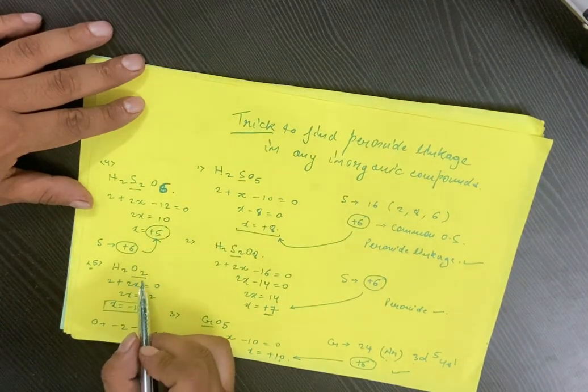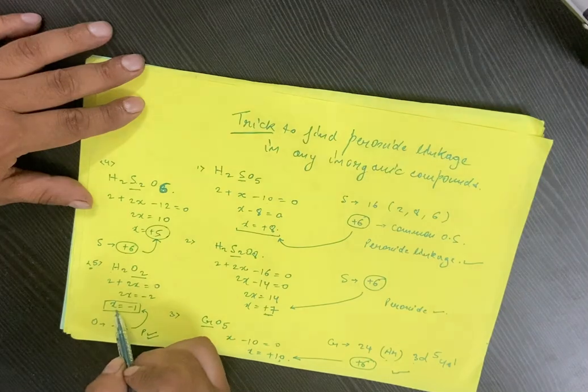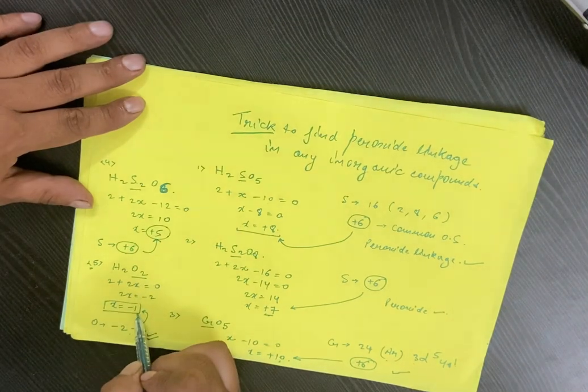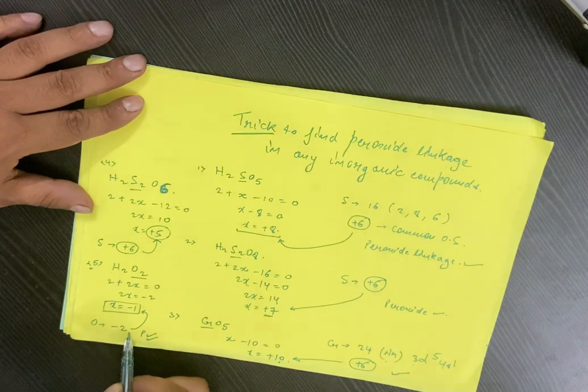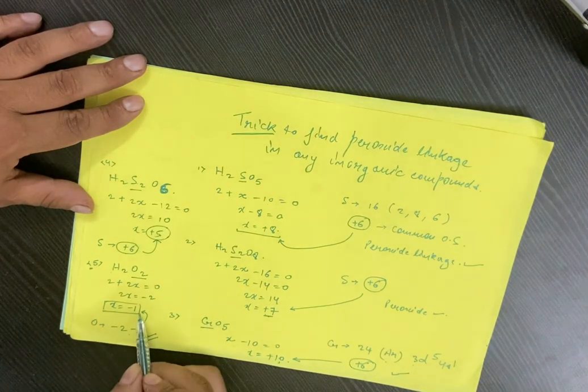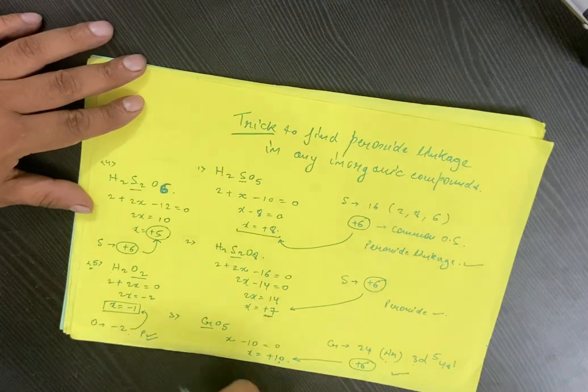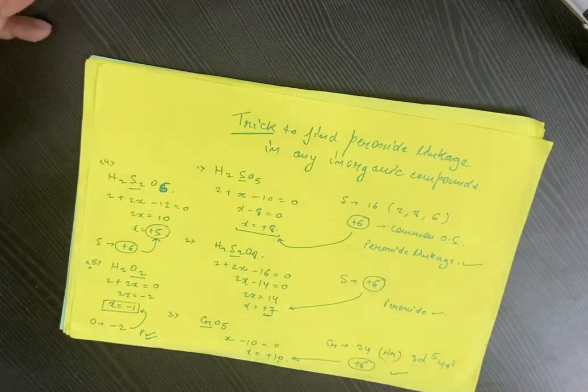Last but not the least, H2O2, oxygen has an oxidation state of minus 1, but the maximum oxidation state of oxygen is minus 2. It is showing minus 1, variability in the oxidation state, that's why peroxide linkage is present.